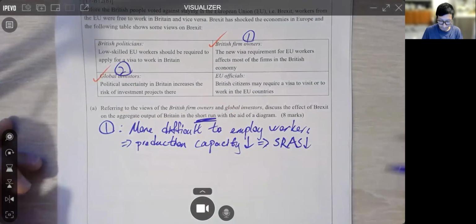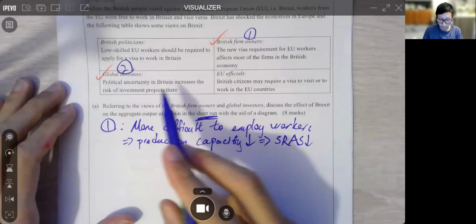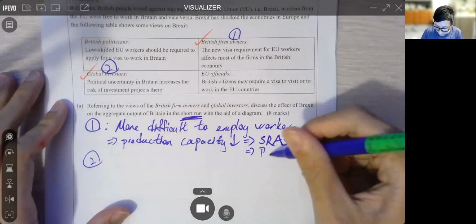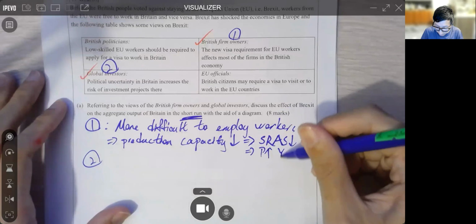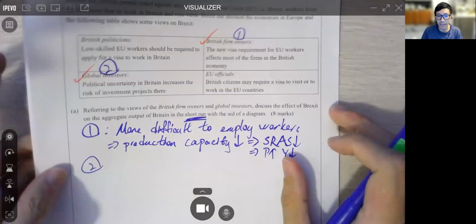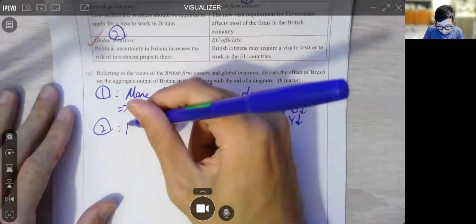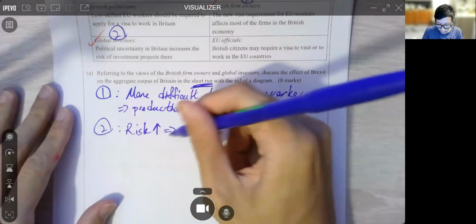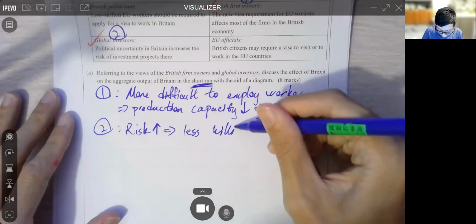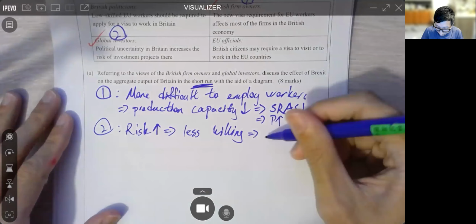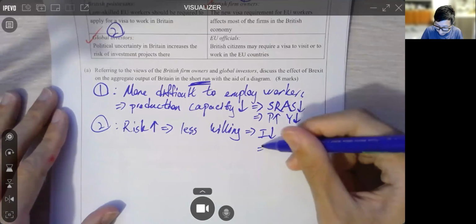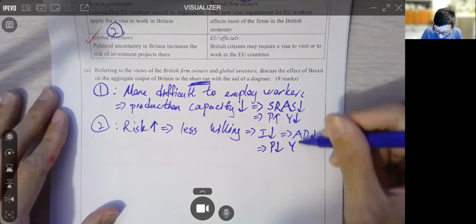Okay? 好嘛? 第二個啦，box two. SRAS drop, price level would increase, output level would drop in short run. Global investor increase the risk of investment project, okay? As the risk increases, people would be less willing to invest. Therefore, I would drop. AD would drop. AD 即咩意思啊? Price level would drop.